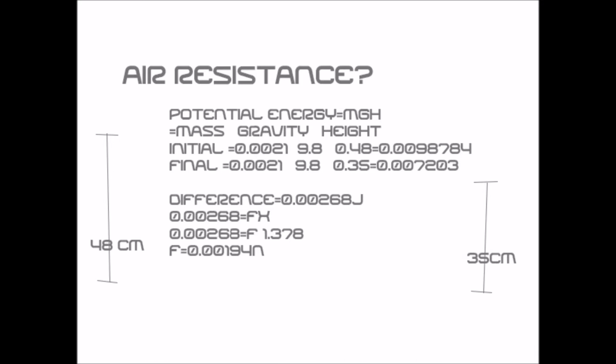0.00268 is equal to force times the distance of 1.378 meters which the ball traveled on the pendulum. From this, we can discern that F is equal to 0.00194 newtons. But how can we model this?